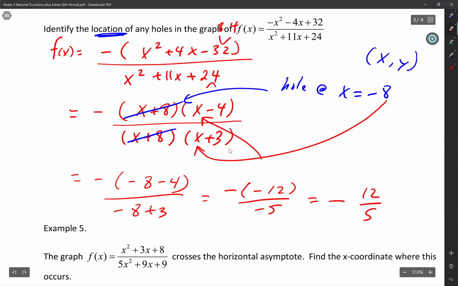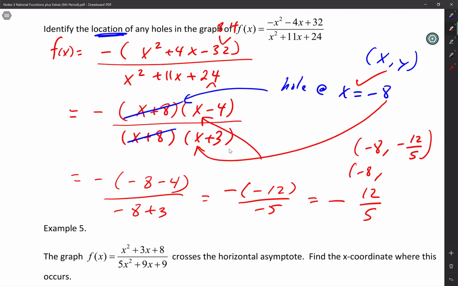Oh, look, we got everything we need. We got an x value, we got a y value. Negative 8, comma, negative 12 over 5. If you don't like fractions, I'm not a fan of fractions. I think fractions are evil. Like, all right, negative 8, comma, 12 divided by 5 is negative 2.4. They're both the same, it doesn't matter.